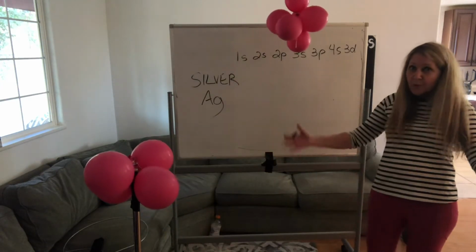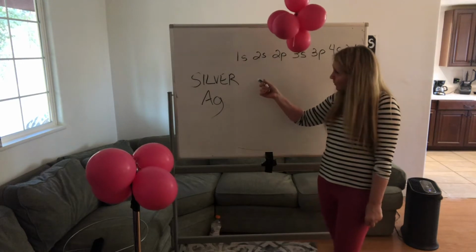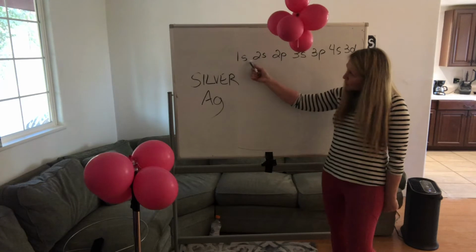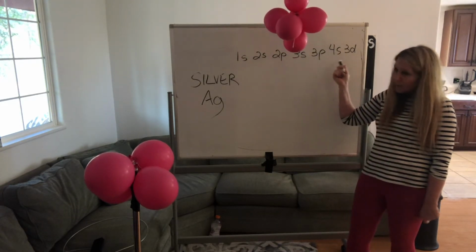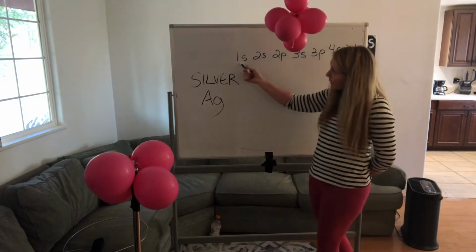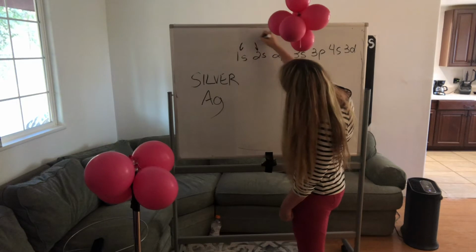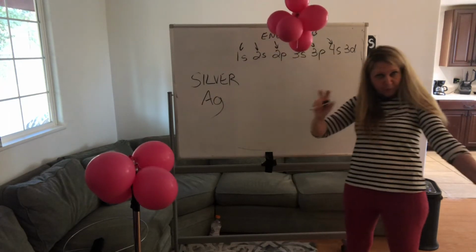We are going to figure out where the electrons go in silver. Remember, this is the order in which they fill up. Remember, these numbers indicate the energy levels. So these are the energy levels, the main pathway the electrons travel through.